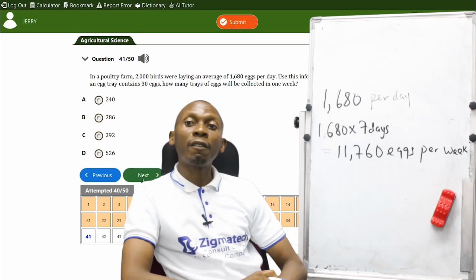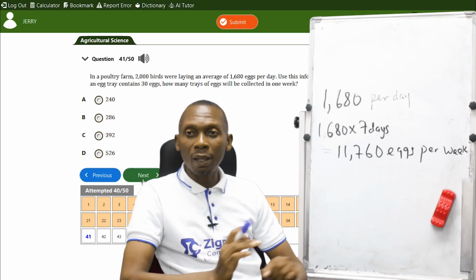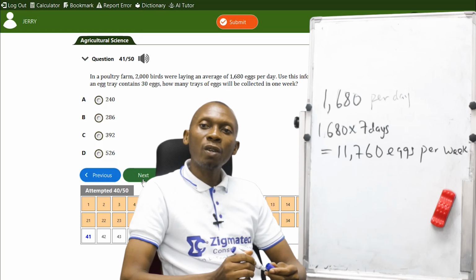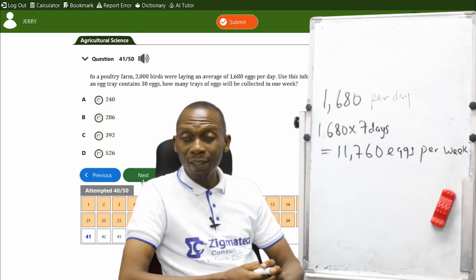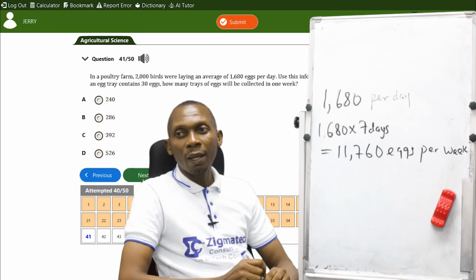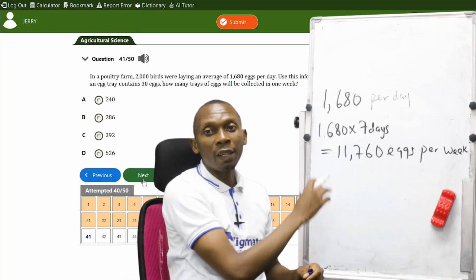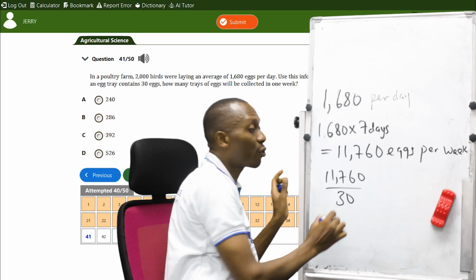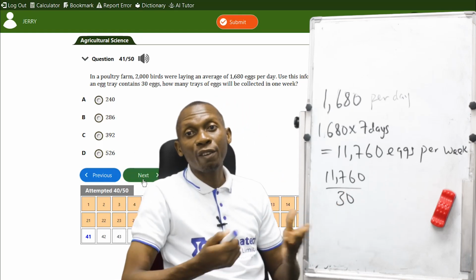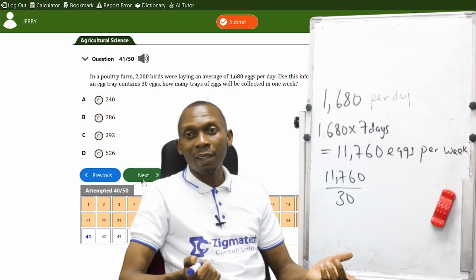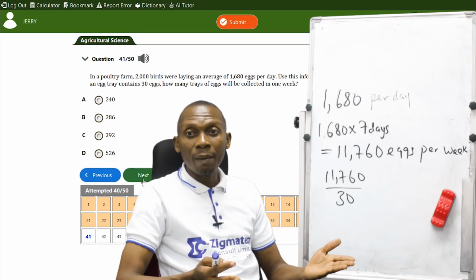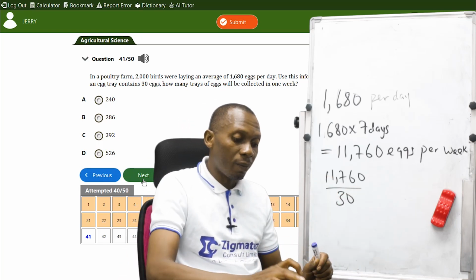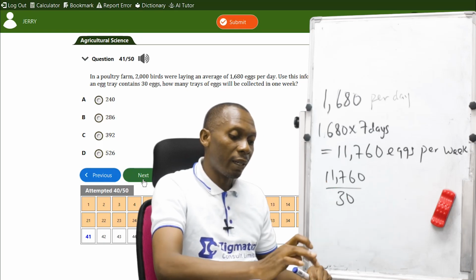Now, we've gotten the number of eggs per week. They said in 1 week. So now the question is, if an egg tray contains 30 eggs, how many trays of eggs will be collected in 1 week? Now, what we do here, we're going to divide this by 30. 11,760 divided by 30, because a tray of eggs or a crate of eggs contains 30 eggs. So we're going to divide 11,760 by 30.